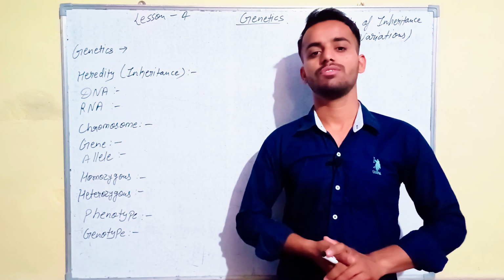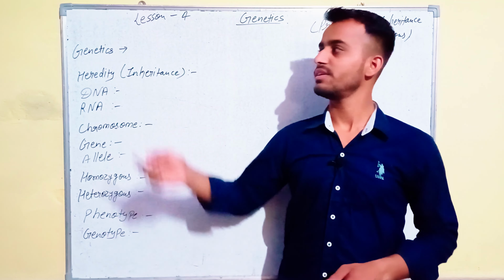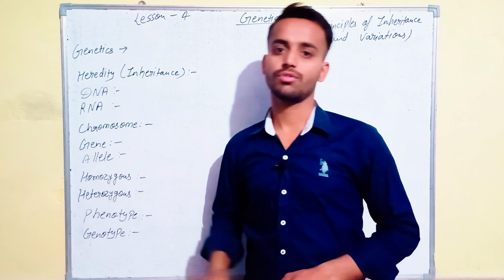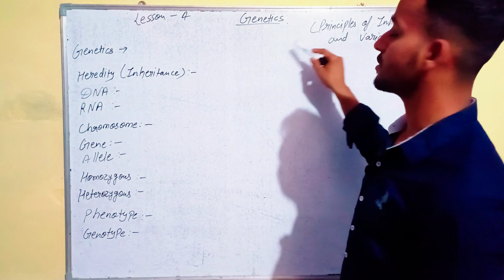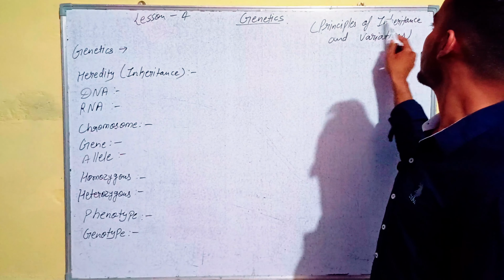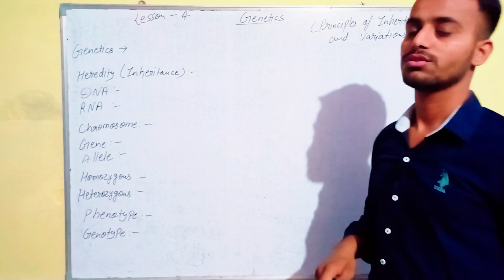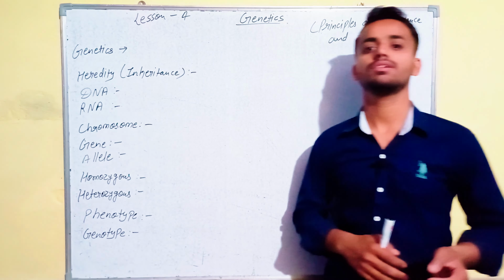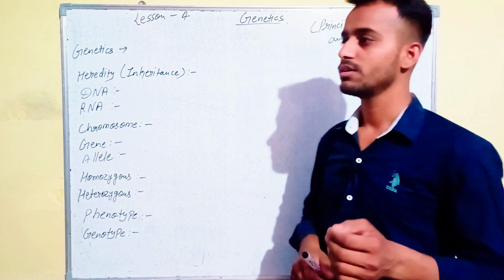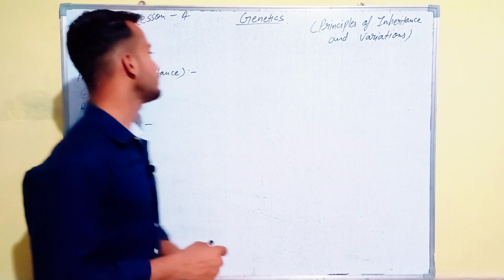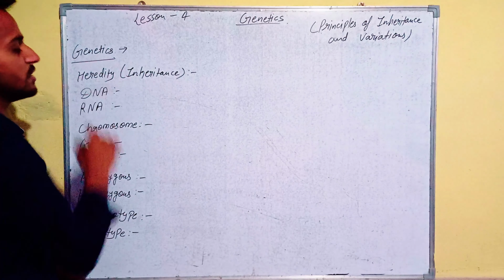Hello everyone, so today we are going to start our chapter Genetics, lesson number 4 from the biology book. The name in the book is Principles of Inheritance and Variation. First of all, we will start with some definitions of this chapter. First we are going to study what is genetics.